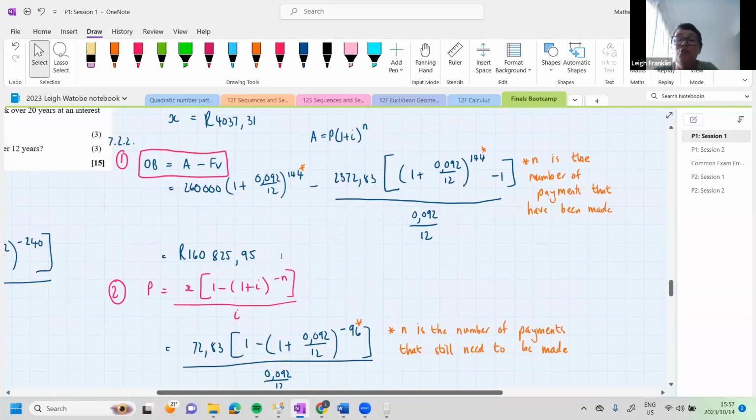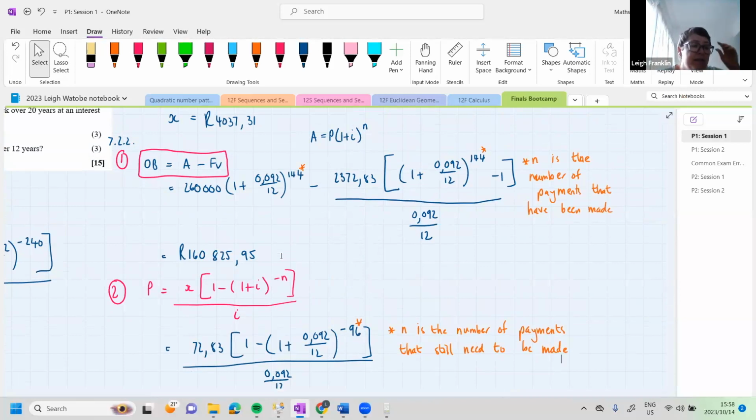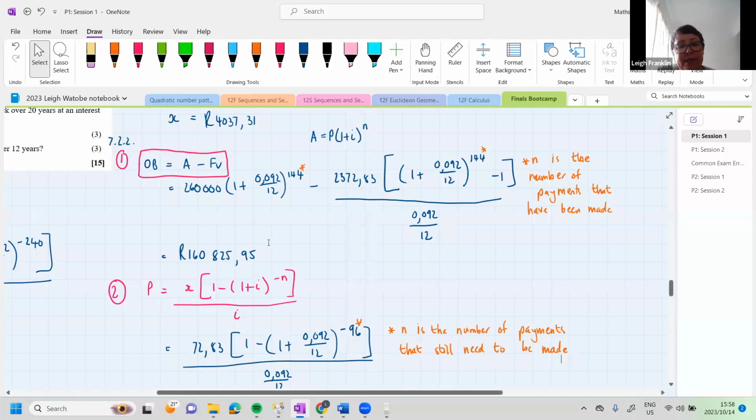If this is something that you want to know a little bit more about, remember, you can go and look on the Watobe website. Earlier this year, Yolanda and I did a whole course on financial maths. We did one last year on Watobe on financial maths. So I would have covered outstanding balance in a lot of detail if you want to go and have a look at some of those old videos. Okay, but yes, definitely something that is going to come up.